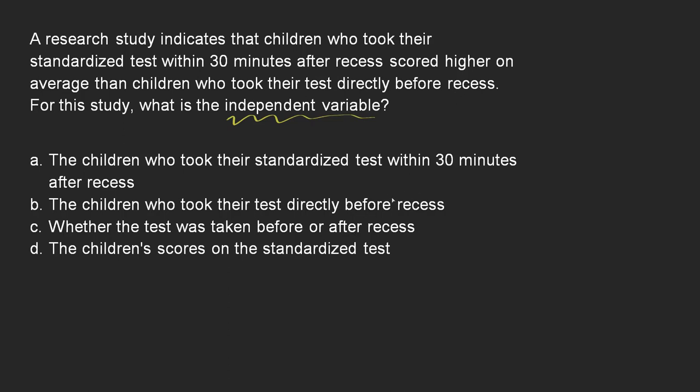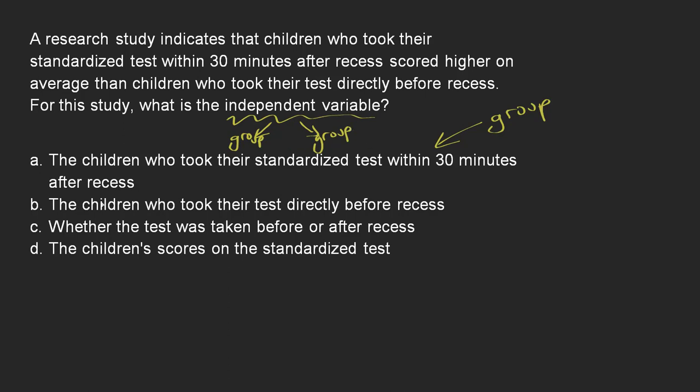Now, when you see that you're comparing groups, that's another way to find the independent variable, because your independent variable is always going to have at least two groups. And if you look at option A here, you can see that this defines a group. So the children who took their standardized test within 30 minutes after recess, that's one group. Independent variables will branch off into different groups. And those groups define the independent variable.